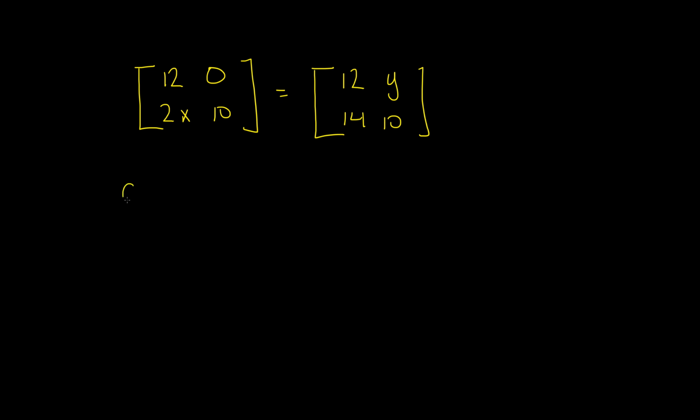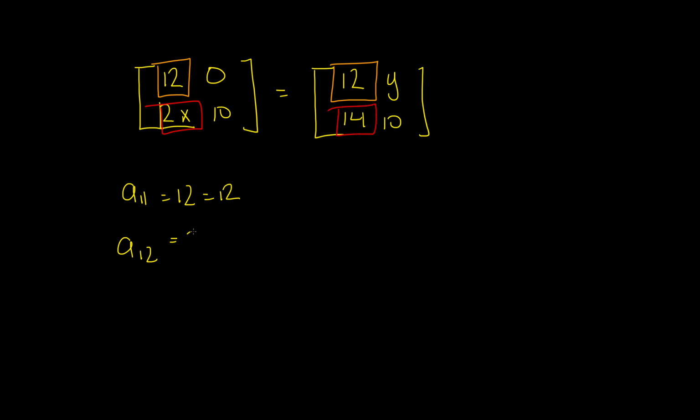So in this case, A_11 in this matrix and A_11 in that matrix both equal 12. A_12 in the first one is 2x, and in this one it's 14. So here we could say 2x is equal to 14, or x is equal to 7. We can now use this to solve for that variable.